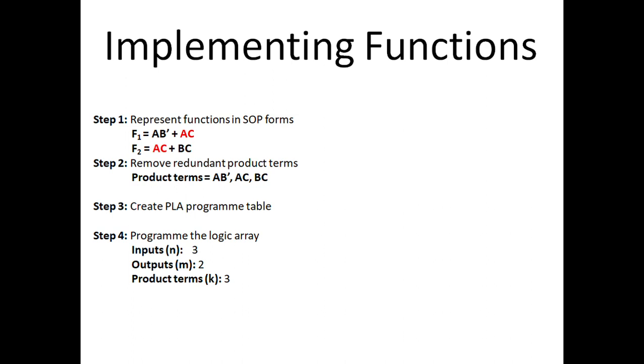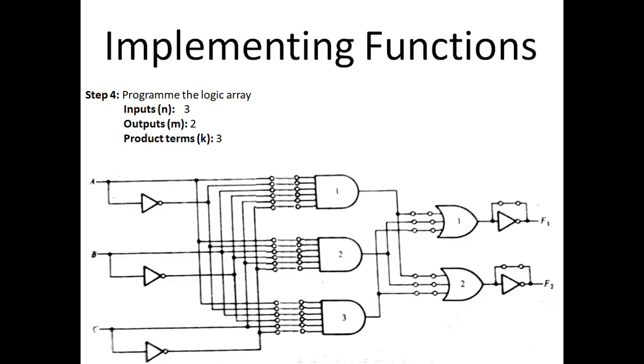We have three inputs to this circuit, because we have three-variable Boolean functions. We have two outputs because we have two Boolean functions, and we have three product terms. So we have the values of n, m, and k. N is the number of inputs, m is the number of outputs, and k is the number of product terms. In the current example, the value of it is 3. So this is the programmable logic array fulfilling these requirements.